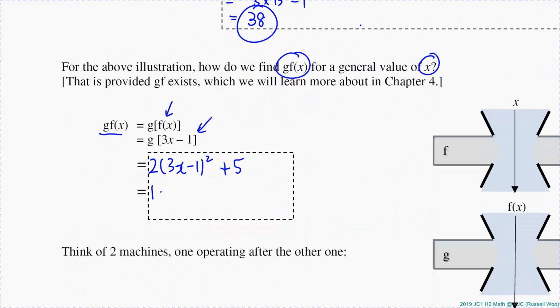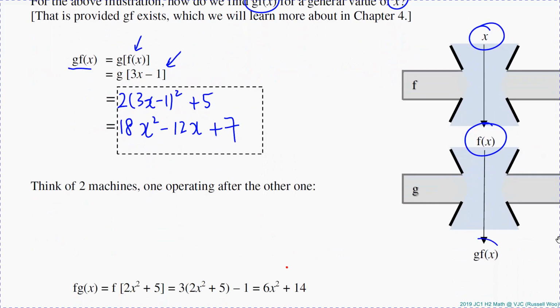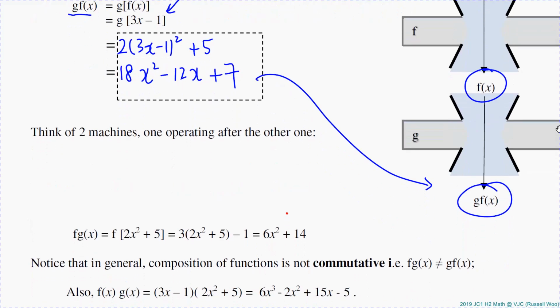Simplify, you'll get 18x squared minus 12x. So you put x into f, you get f(x). You put it under g, you get gf(x). And this happens to be this expression. Of course, you can work out the general expression for fg(x). You realize that this expression and this expression are not the same. I think it's quite obvious.